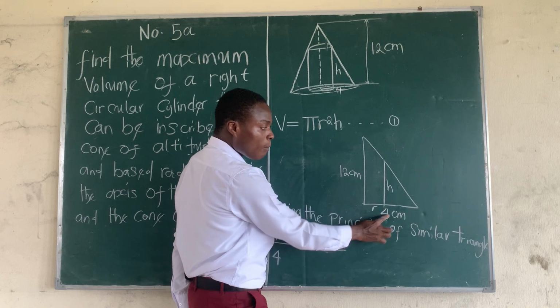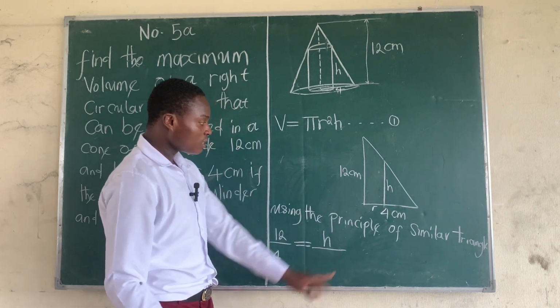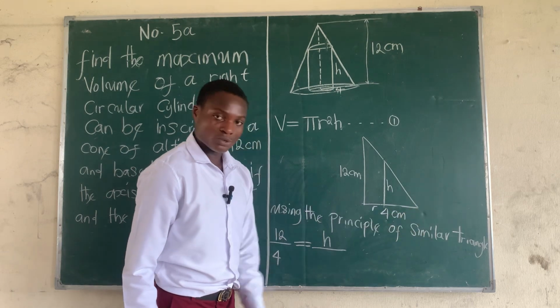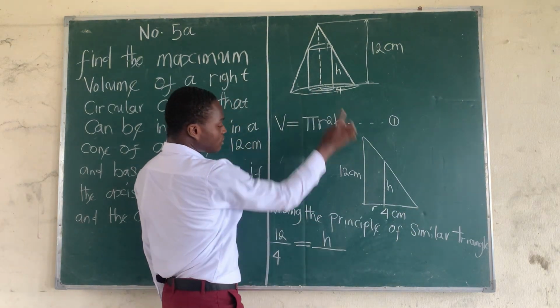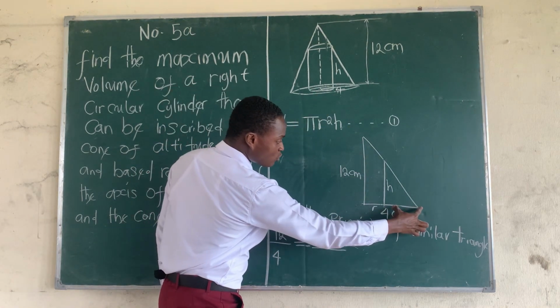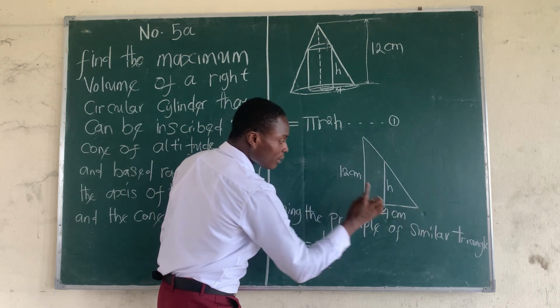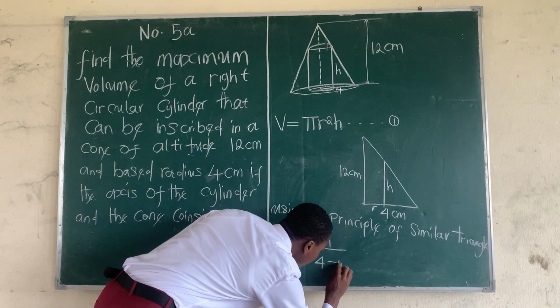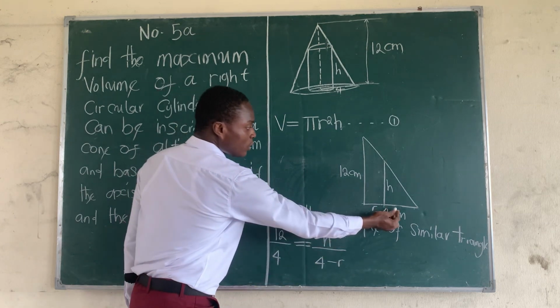Here should be 4 minus R. Let's take note. From here to here is R, so here it should be 4 minus R, because we have this part here to be R. So from here, which is our smaller triangle, should be 4 minus R. So what we have here is 4 minus R. So you can decide to include it here.